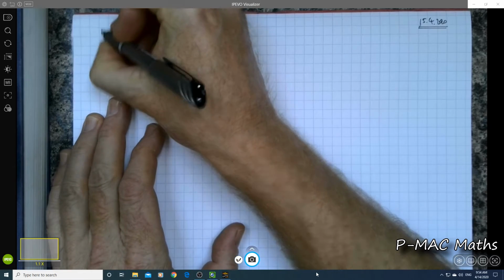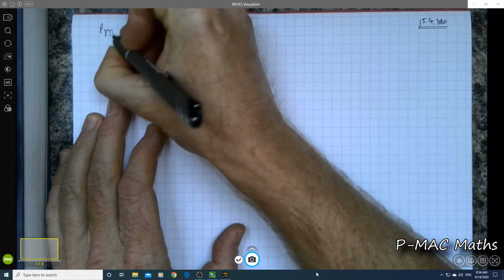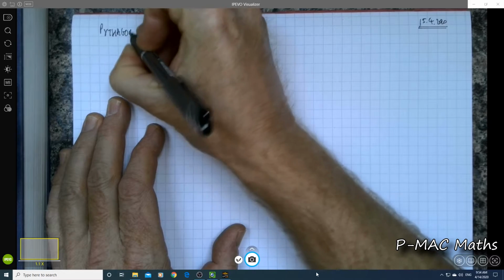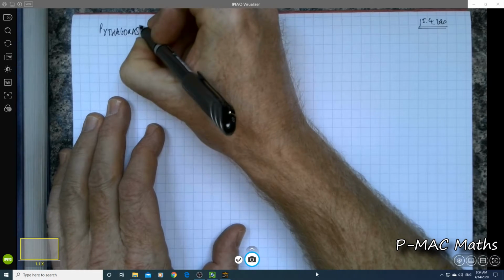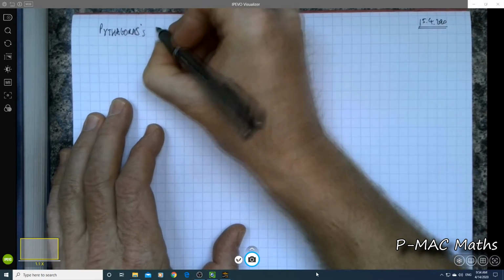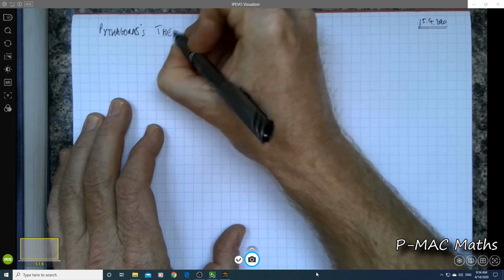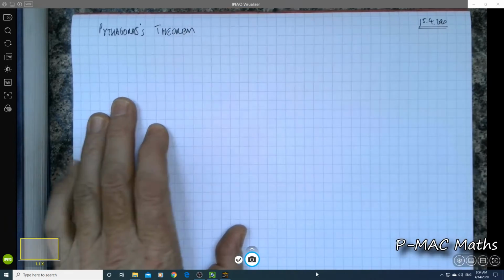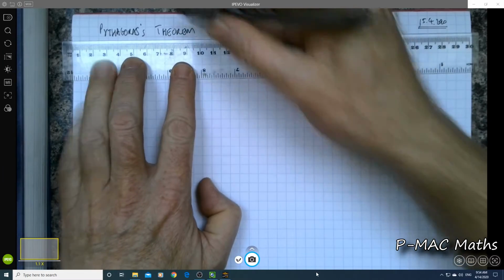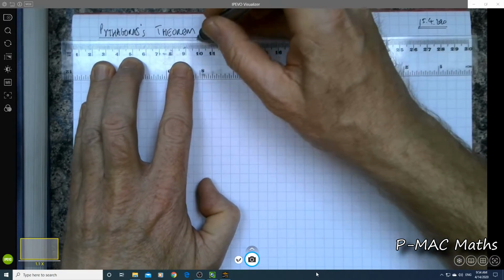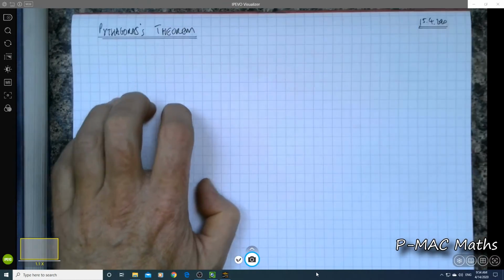Today's topic is Pythagoras' Theorem. And we're underlining our title as well. There we go.